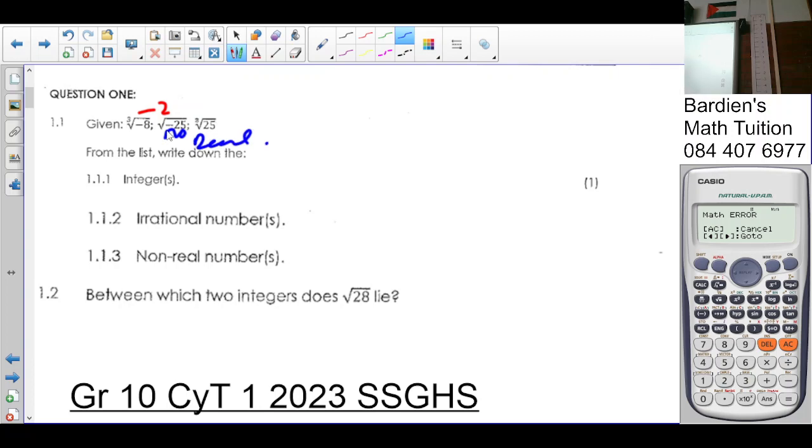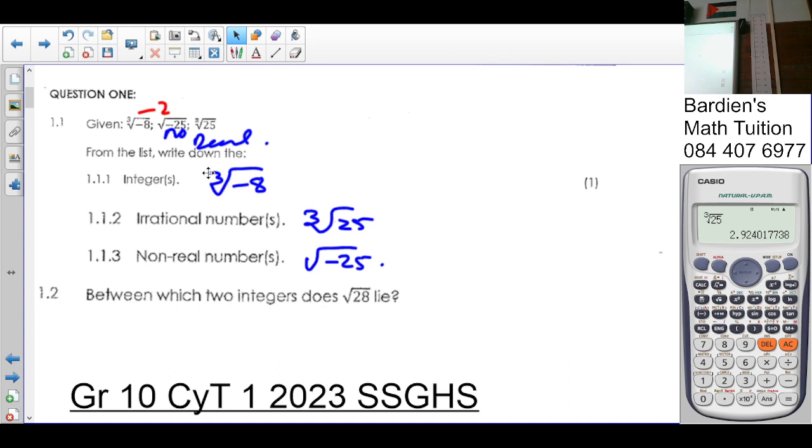And then the cube root of 25 gives us 2,92, which is an irrational number. So it says from the list write down the integers or integer. As you can see, the cube root of -8 is the only integer there. The irrational number is the cube root of 25, and the non-real number, of course, is the square root of -25.